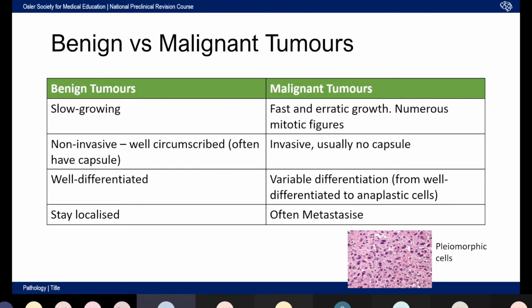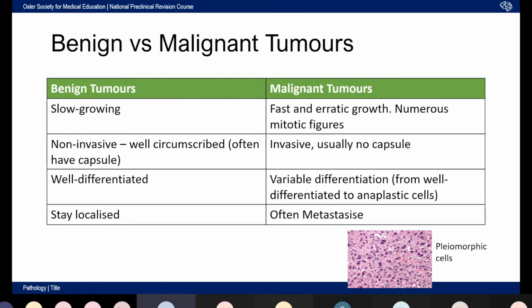So cells from malignant tumours may not be differentiated at all, so they can be anaplastic, and they may be very pleomorphic, which means the cells all have variable size, shape, and staining. This image at the bottom is of pleomorphic cells, so you can see they all have really different nuclei. There's some big, some small, and they're all different shapes and sizes.